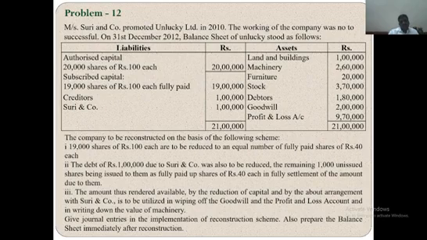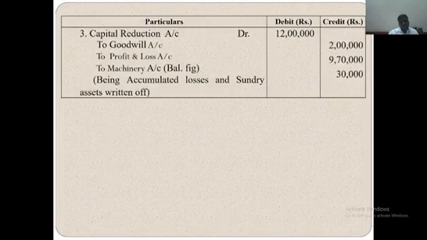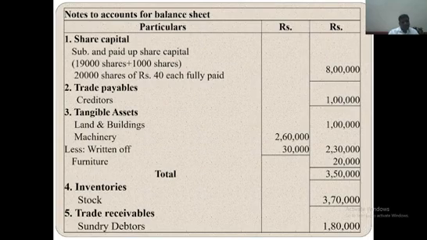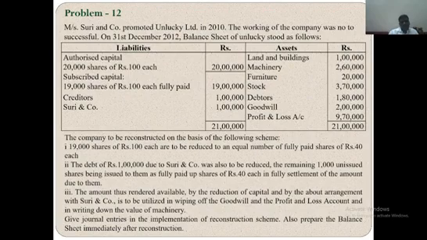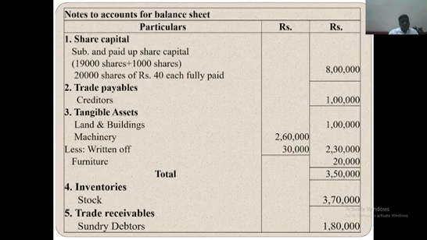So the next, furniture rupees 20,000. These items are tangible assets. Next, furniture value 20,000. Next, inventory. That means note number 4, inventory. Stock only is given, 3,70,000. Next, note number 5, trade receivable. Sundry debtors is given, 1,80,000. Next, goodwill, intangible assets, already we have adjusted. That means on behalf of capital reduction we have adjusted.